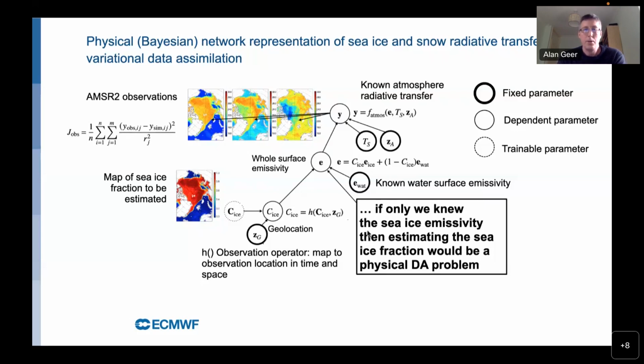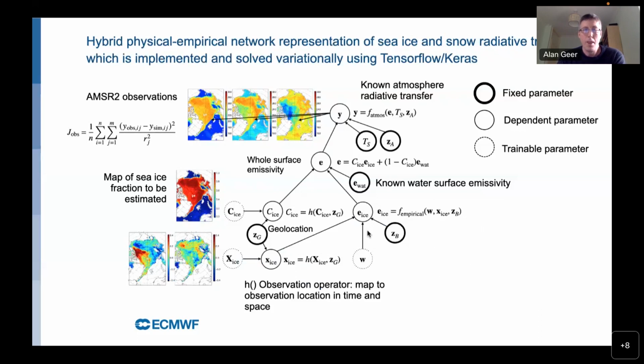So we need to add a whole new dimension to the problem. And we're adding this aspect at the bottom, which I'll highlight through adding words onto the plot. So there's an empirical sea ice emissivity model, F-empirical, and that's a neural network that models the spectral and polarization dependence of the sea ice surface emissivity as a function of known physical inputs, Z_B, and unknown weights, the dashed circle around the W, which are the trainable weights of a neural network.